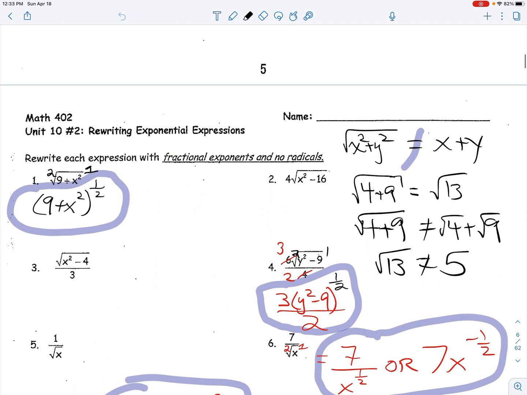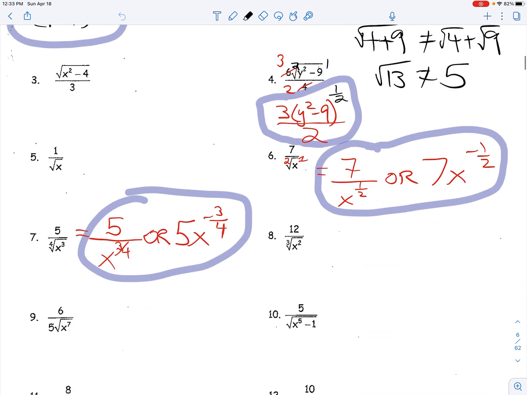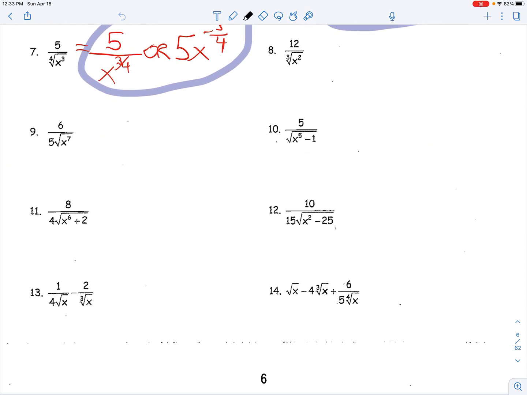And the directions here: rewrite each expression with fractional exponents and no radicals. All right, fractional exponents, no radicals. I'll start with the nice, not too bad one here. How about number 9? 6 over 5 times the square root of x to the 7th, right? If there's no root there, with the radical, remember it's implied to be a square root. Square root meaning second root.